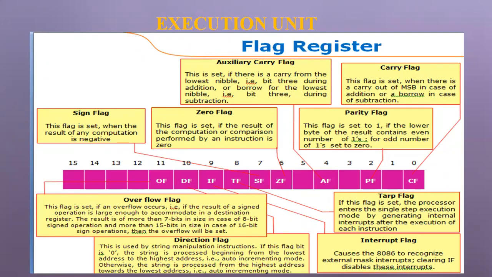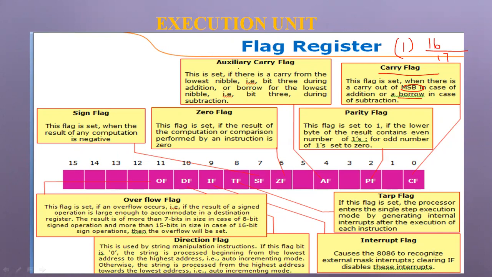What is the carry flag? The flag is set, and the size of the flag is only 1 bit. We have to save the data. When there is a carry from the MSB, the most significant bit, if you are adding two numbers, or in the case of subtraction we are getting a borrow value. The maximum size of each register is 16-bit. If you are adding two 16-bit data, definitely we will get 17 bits. So the extra 1 bit, the remaining most significant bit, will be saved inside the carry flag.